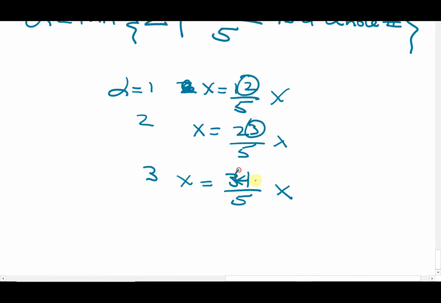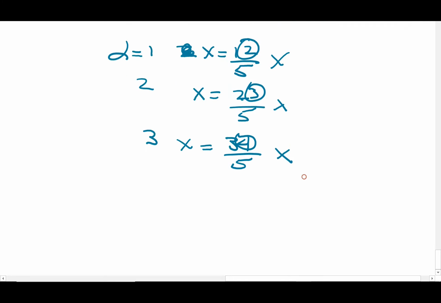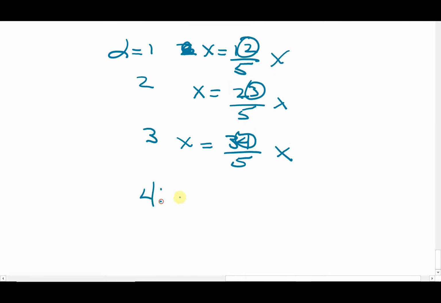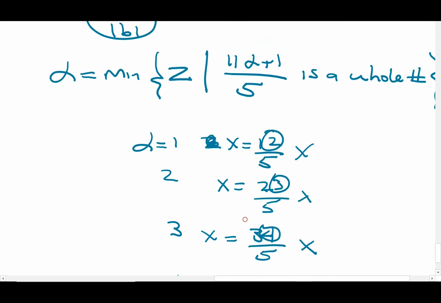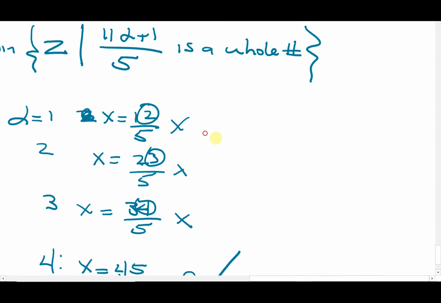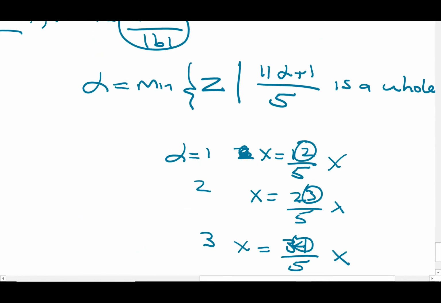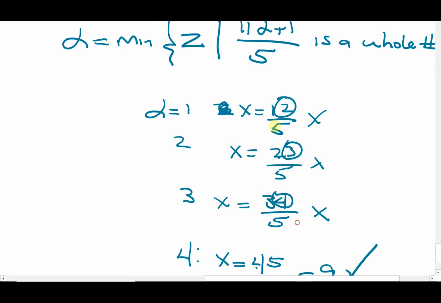So we have 2, 3, 4, and 1, 2, 3. So you notice it's going to be 4. So this just means the numerator is 1, 2, 3, 4 plus 1, which is 5, and then 5. So this satisfies, because that's 9. So this is check. So therefore alpha equals 4. All right, so we solve for x, essentially. So x is 45 divided by 5, which is 9.